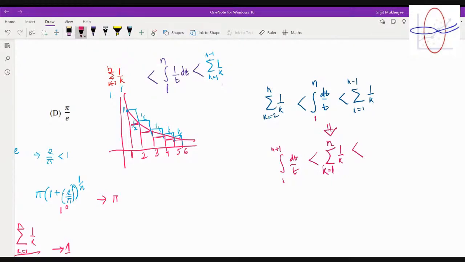Okay, so therefore that means what? We need to add k is equal to 1 on both sides, so it will be 1 plus 1 by integration 1 by n dt by t. I hope I understood this. Therefore, this is the result that we have got over here.